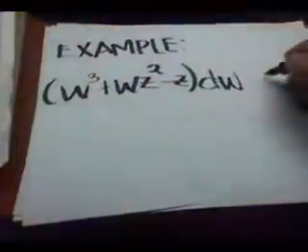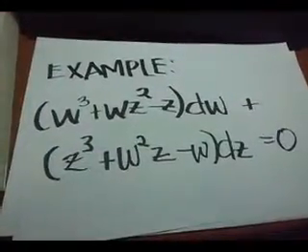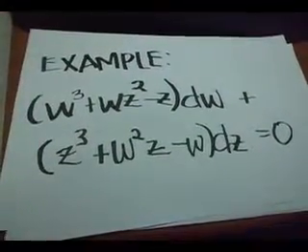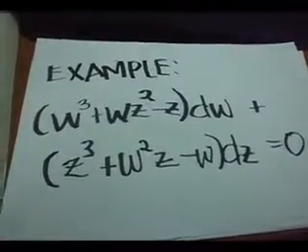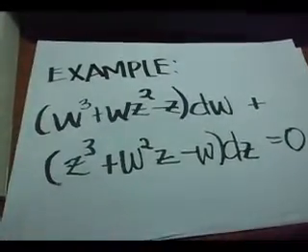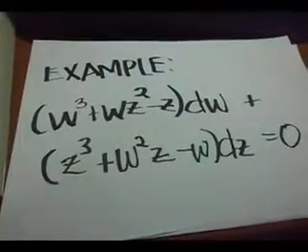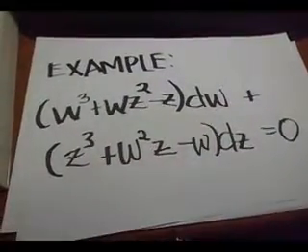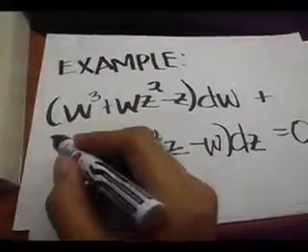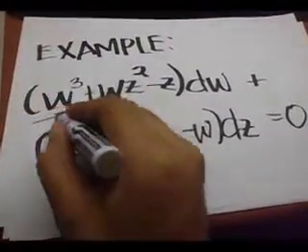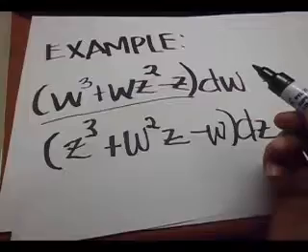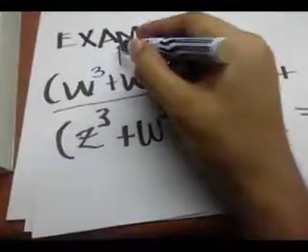In this example, (w cubed plus wz squared minus z) in terms of w, plus (z cubed plus w squared z minus w) in terms of z. Now, this equation should be of order 1. By saying that it's order 1, we can say that this equation has two functions that can be solved by both terms, z and w.